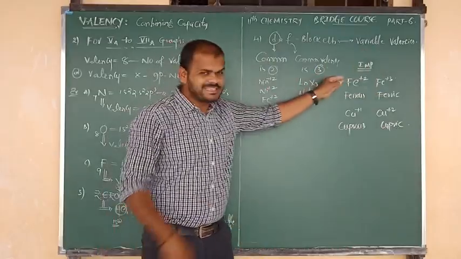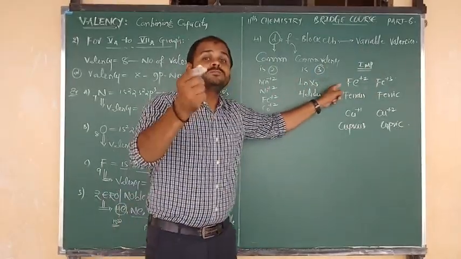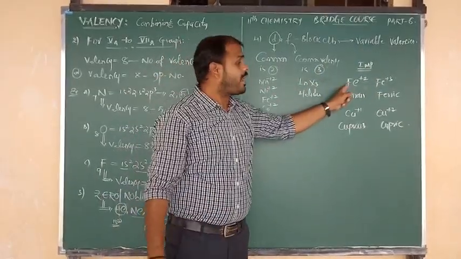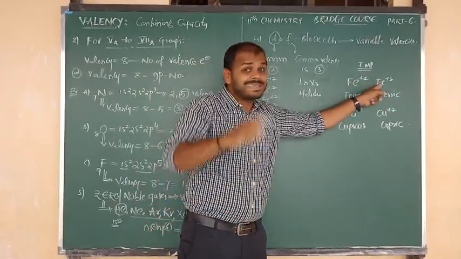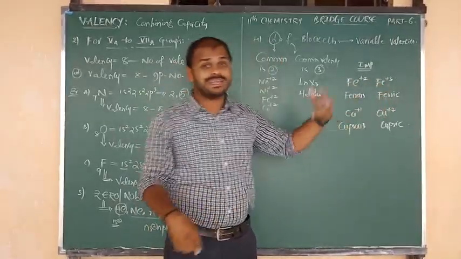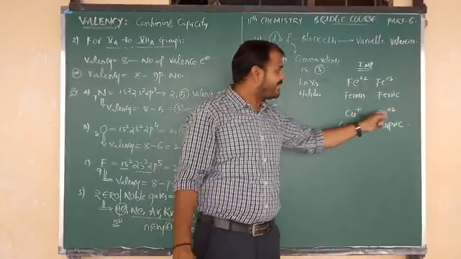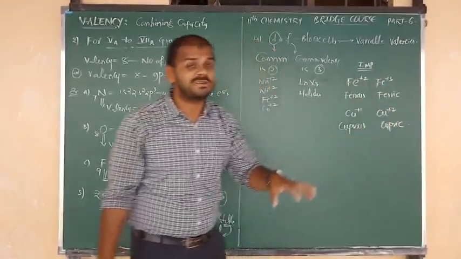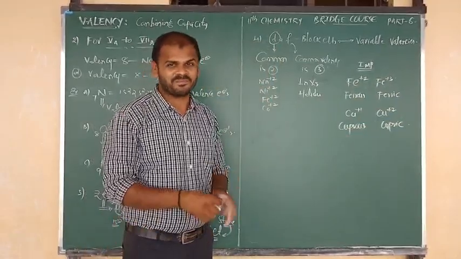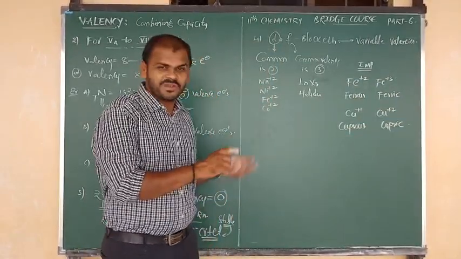So species in lower oxidation state, species in lower valency, we have to say "-ous", and species in higher valency, we have to say "-ic". Ferrous, ferric. This is cuprous and this is cupric. Like that, some special elements will be there in D block. Okay, now beta, valence theory was clear.